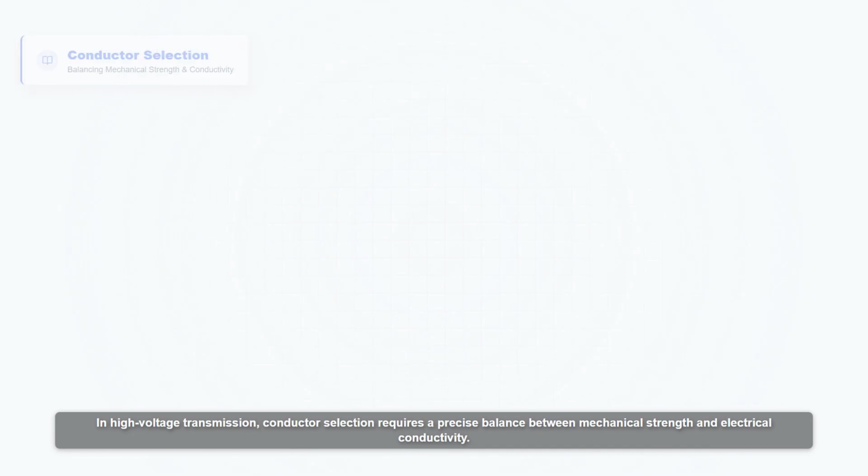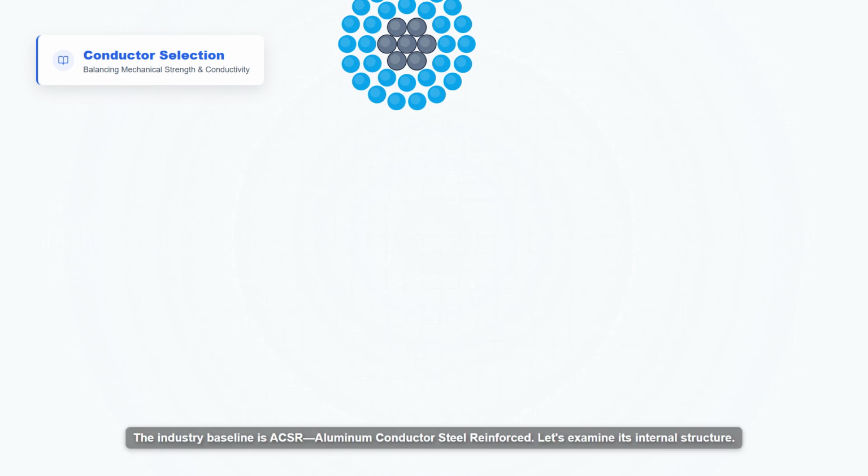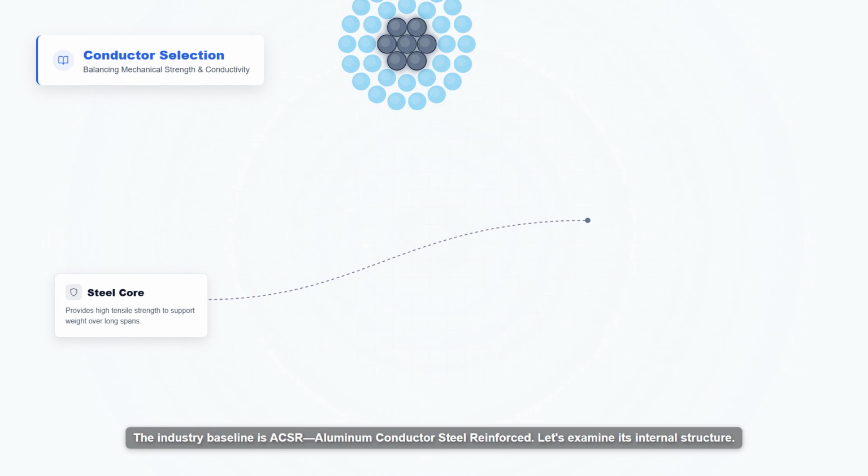In high voltage transmission, conductor selection requires a precise balance between mechanical strength and electrical conductivity. The industry baseline is ACSR, aluminum conductor steel reinforced. Let's examine its internal structure. At the center is a high strength galvanized steel core.